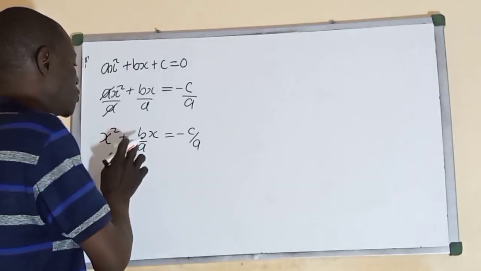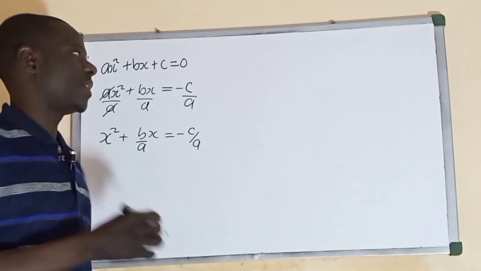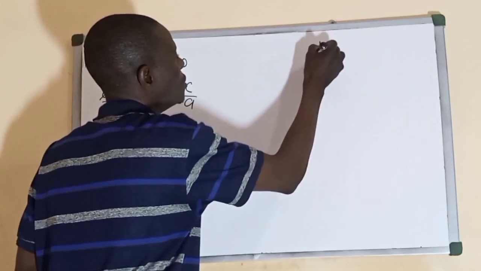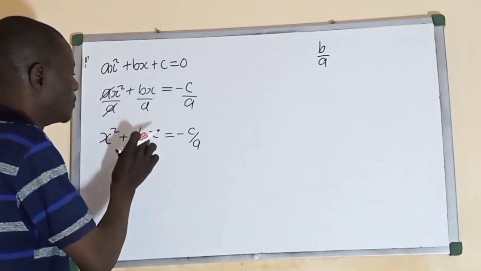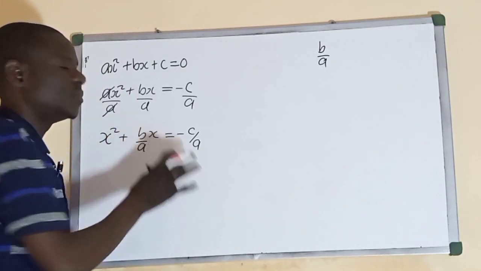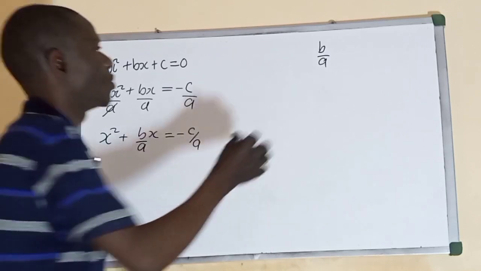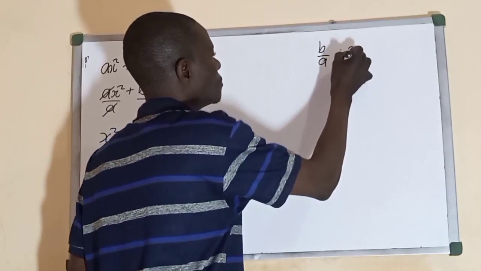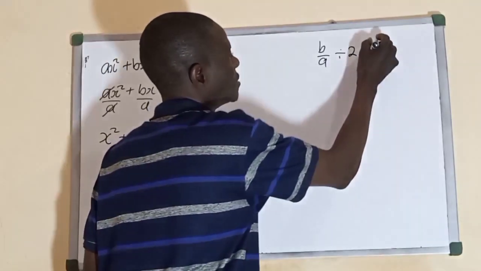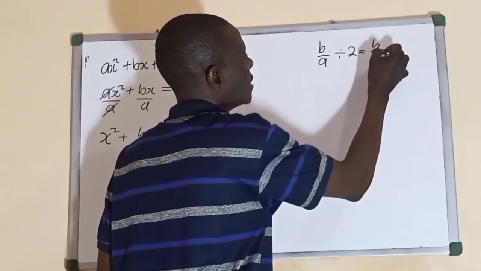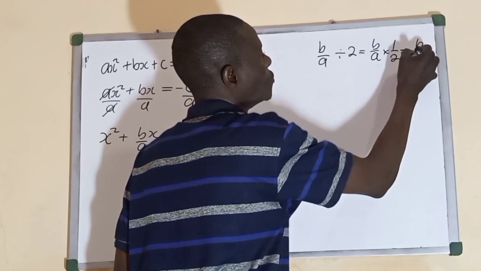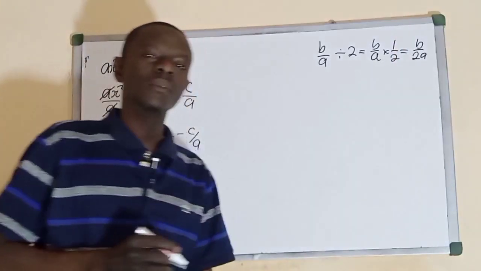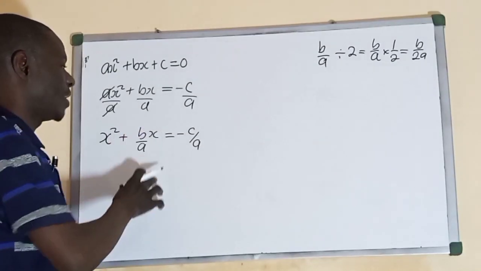The next thing is to do what? To consider the coefficient of x, which is equals to b all over a. We are going to divide this coefficient of x by 2. So we have to divide this one by 2, which is the same as b all over a times 1 all over 2, which is equals to b all over 2a. Are we following? We now divide this coefficient of x by 2.